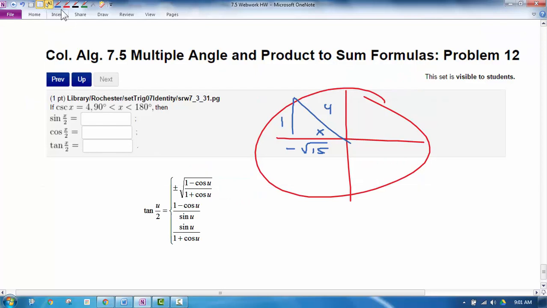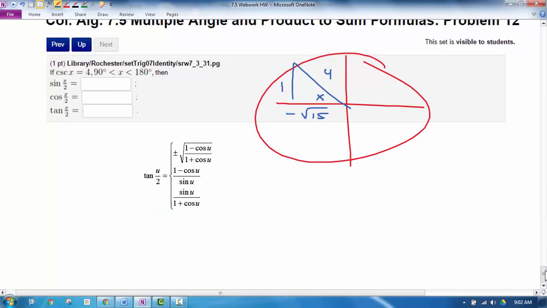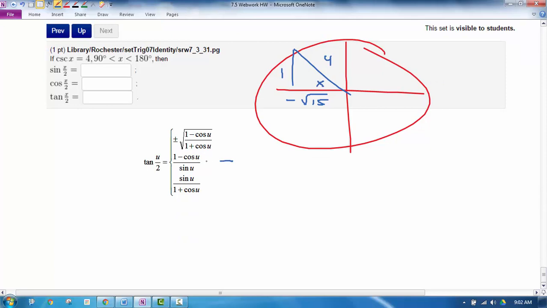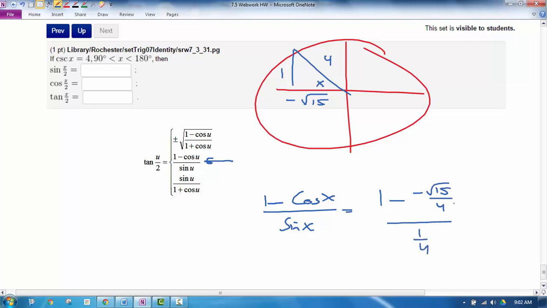Okay, then the last one is tangent of x over 2. And now I've got 3 formulas to choose from for that one. I'll choose the middle one just because it looks the easiest. It'd be 1 minus the cosine of x all over sine of x. So that's 1 minus the cosine of x, which is negative square root of 15 over 4 for adjacent over hypotenuse. And the sine is opposite over hypotenuse, so that's just 1/4.